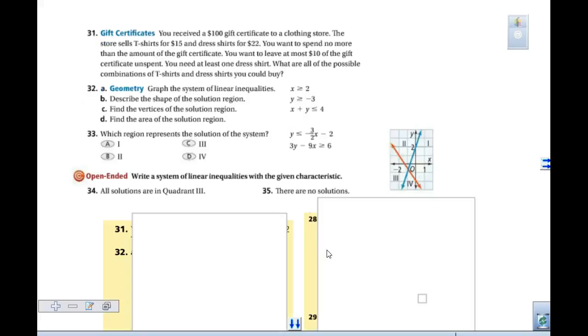And then you're just finishing it off with the problems through 33. So do your best. I'm going to give you time to work now.